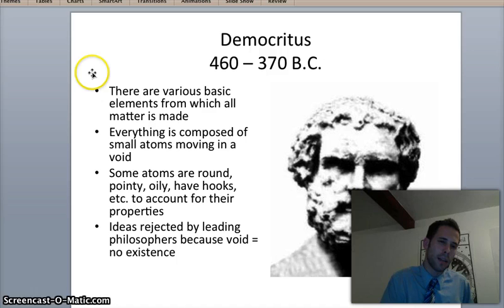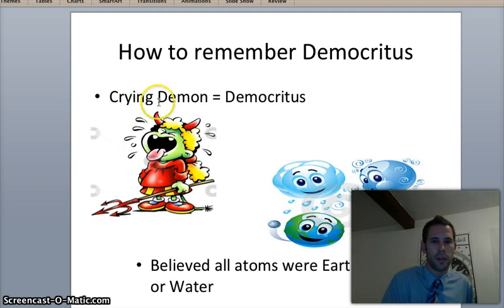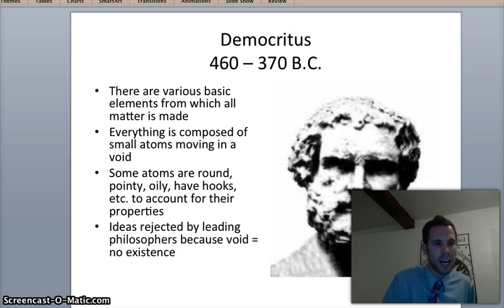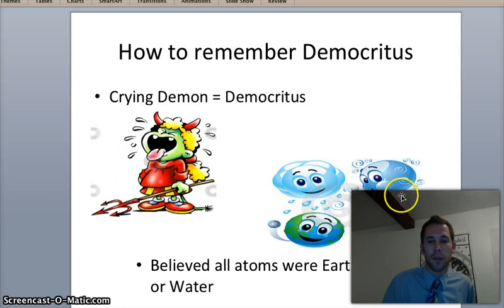It was mainly debunked by people like Aristotle because they wanted to know how the atoms started in motion. A solid question. A good way I remember Democritus is a crying demon, Democritus. You get the picture. And I kind of remember his model by the earth, wind, fire, and water idea, that all atoms are made out of earth, wind, fire, and water. Kind of just the way he thought of water molecules being slippery and wet and whatnot.